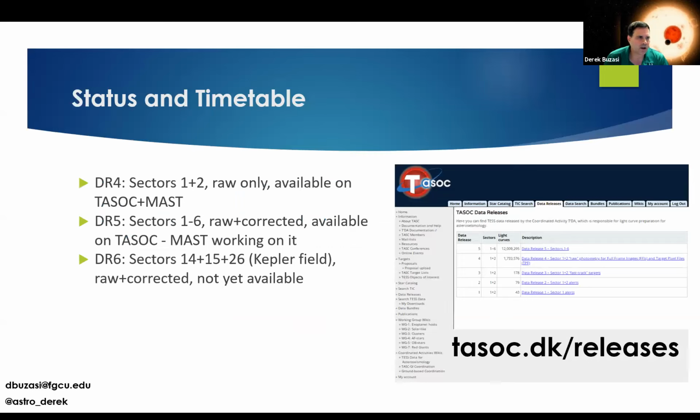So where are we at now? Well, we're running behind where we thought we'd be, because every software project always does, and COVID has not helped us any. But we do have data releases available on the TASOC site, as noted at the bottom. We've got about 12 million or so light curves there now from sectors 1 through 6. We decided then to switch to the Kepler field ones, so we've been working on 14, 15, and 26. Those will be out later this month, and then we will switch back starting at sector 7 and continuing ahead.